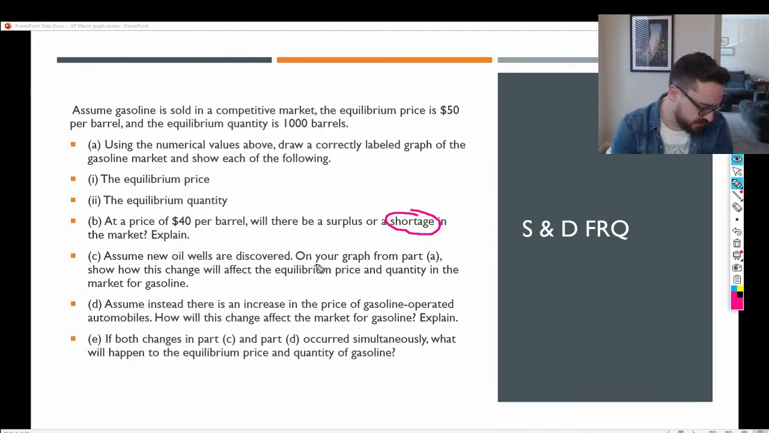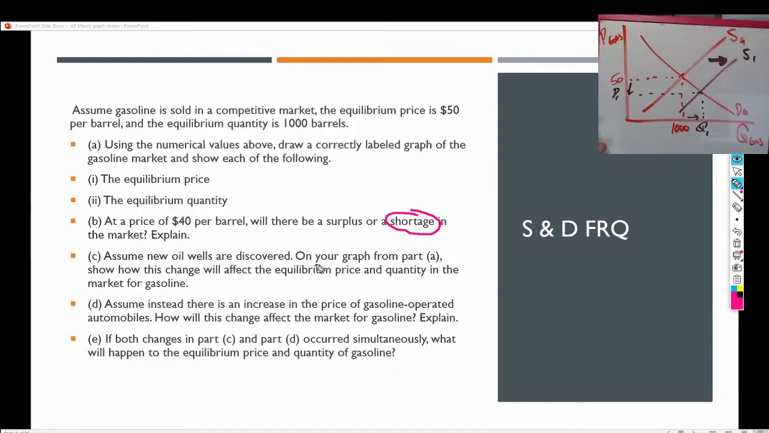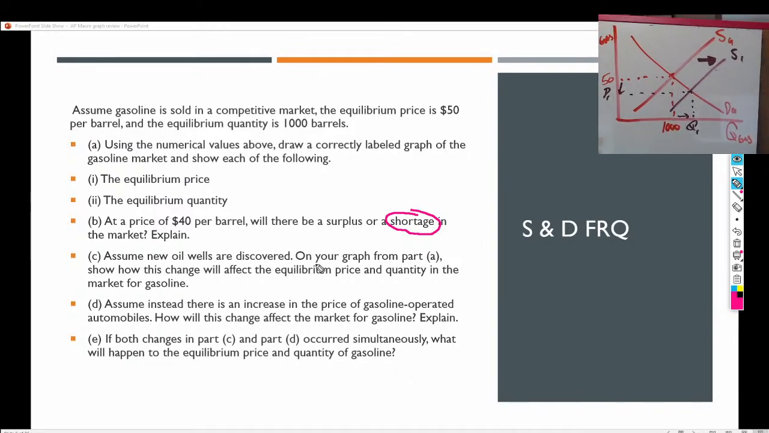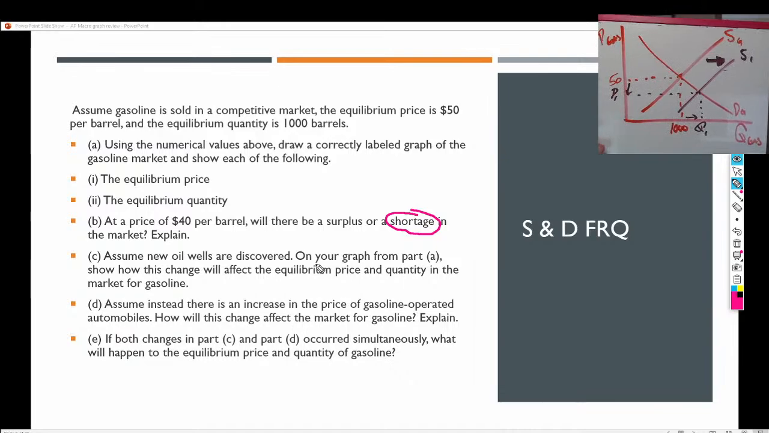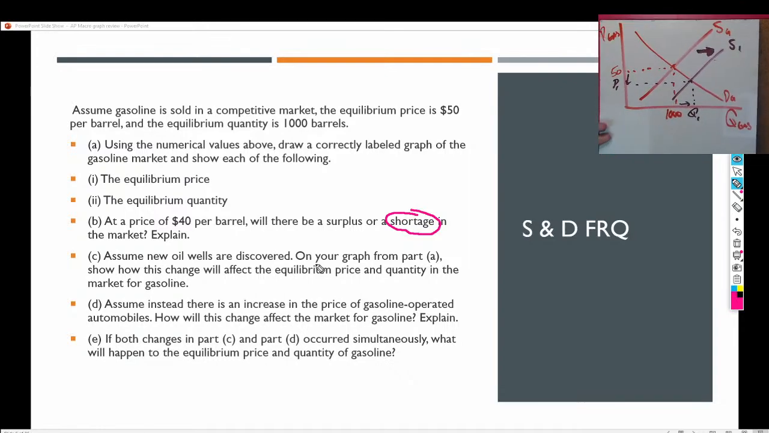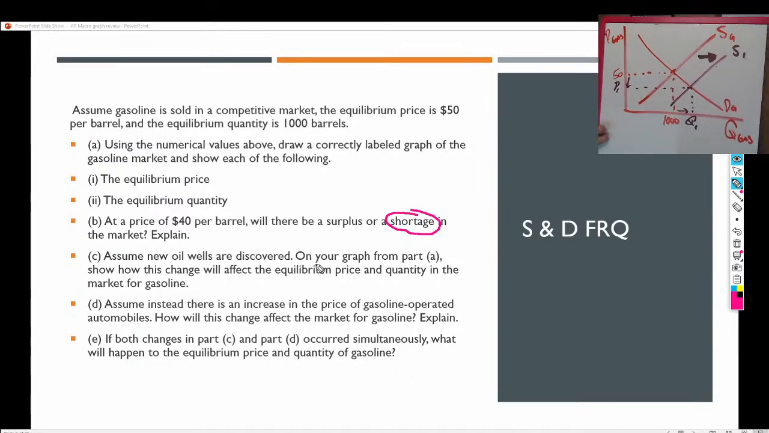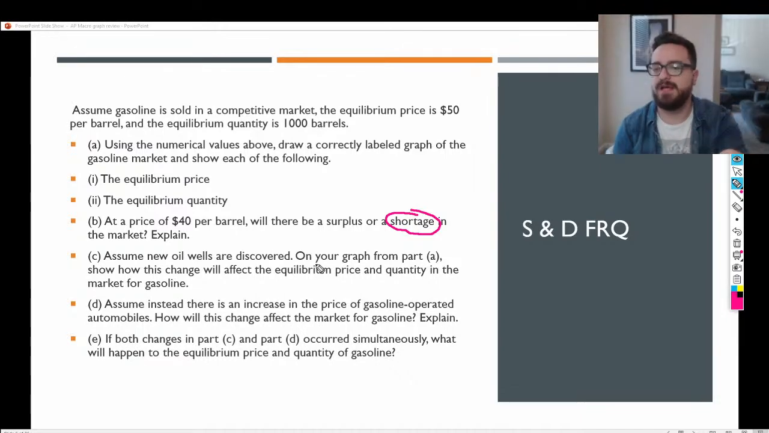So where this question says show how it'll affect the quantity and the price, that's where my dotted lines on my graph are coming in. We're like, hey, look, the price is now lower than 50. The quantity is now higher than 1,000. I don't know what the price and quantity are going to end up at in this situation, so I'm not going to give them a number. I'm going to use just Q1 and P1 for this because I did S1 for my new supply curve. But that's how I'm drawing it for that.